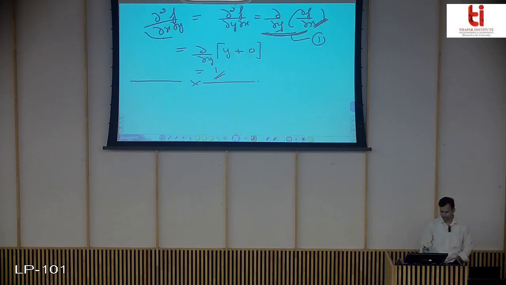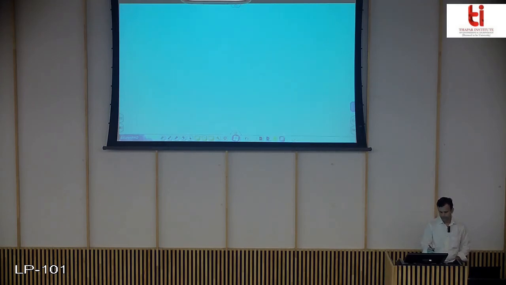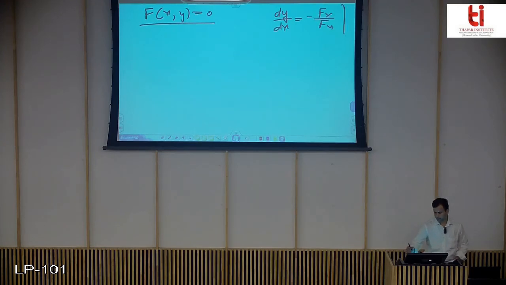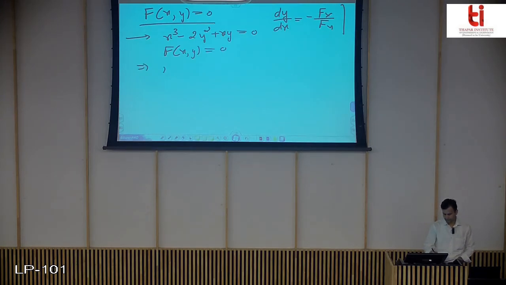Now come to the formula that we have now done. It says if you have f x y equal to 0, then dy dx is minus f x upon f y. So this will simply give you the ordinary derivative of y with respect to x. The question is: you have been given x cube minus 2y square plus xy equals 0. So f x y equals 0 implies f x y is this expression.